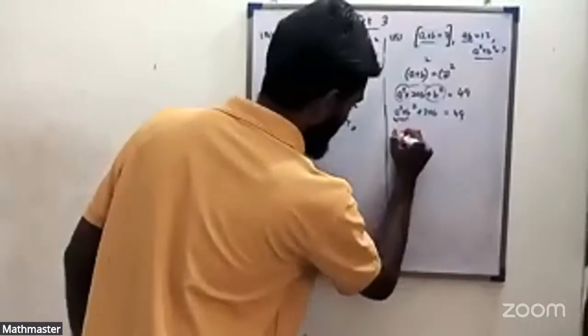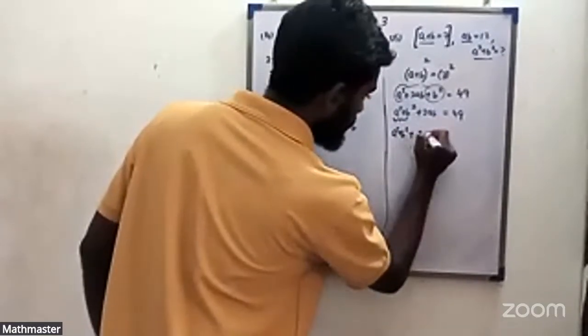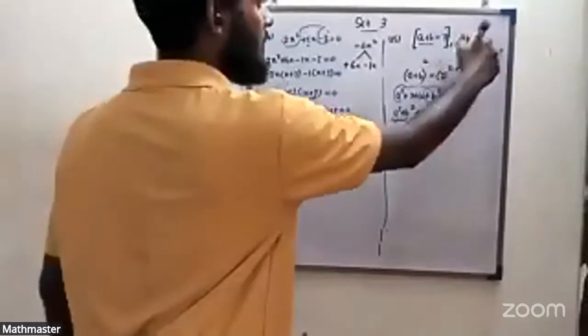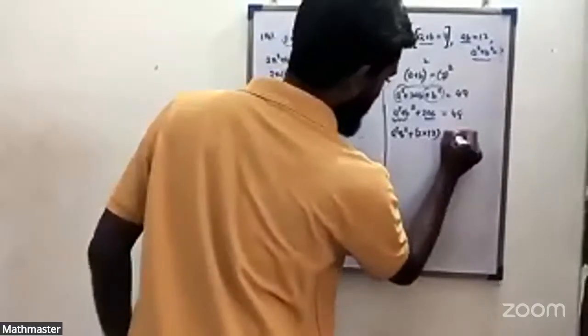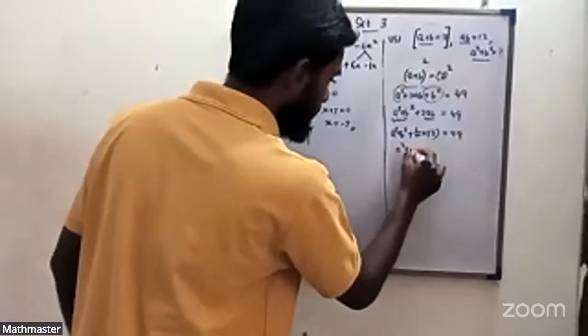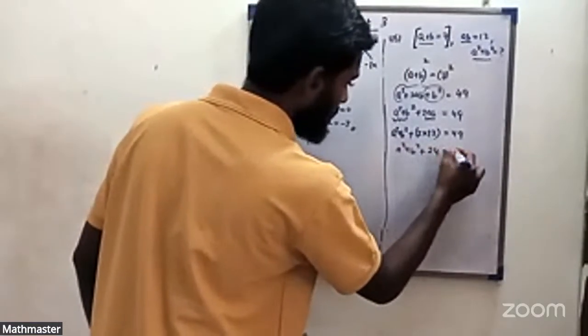They ask for a squared plus b squared. So we don't know that, keep that a squared plus b squared, we don't know that one, plus 2ab. The ab value they have given: ab equals 12. 2 into 12, equals 49. Then a squared plus b squared plus 2 times 12, which is 24, equals 49.